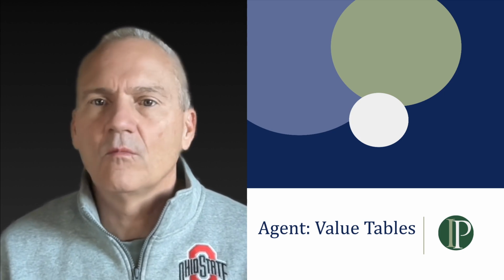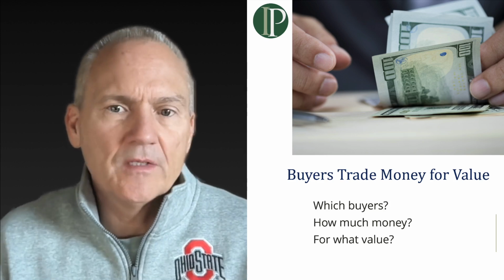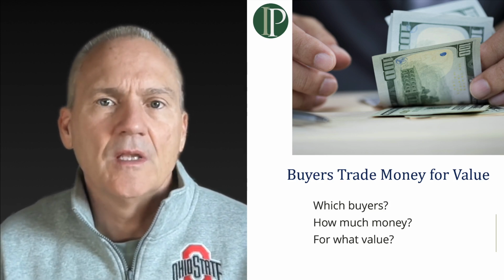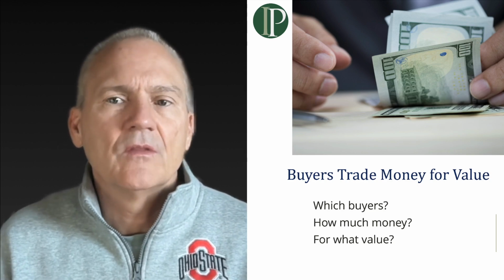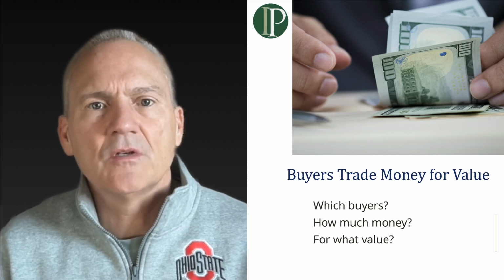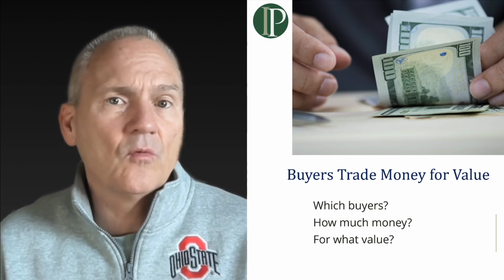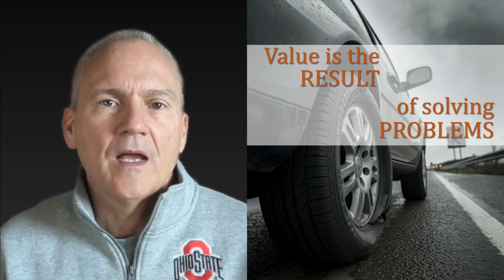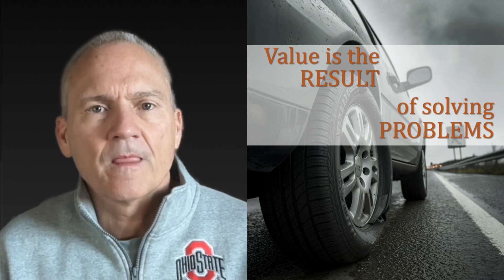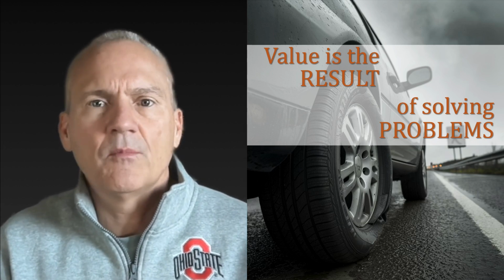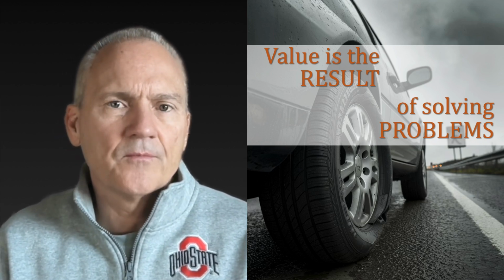And so what we're going to talk about today is buyers trade money for value. And when we think about that, it's which buyers, how much money, and for what value. This value tables agent is here to help us start to answer that question: for what value. I define value as the result of solving problems. That's the reason why people buy something: they have a problem and they want to achieve some result.